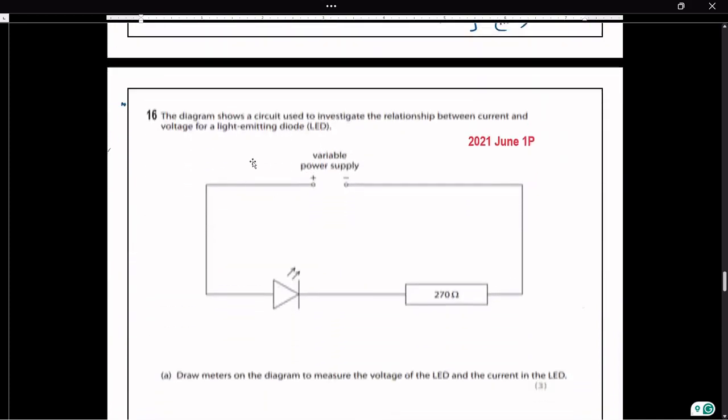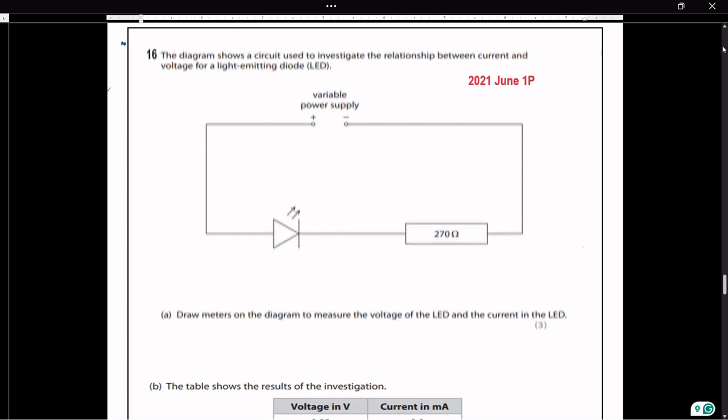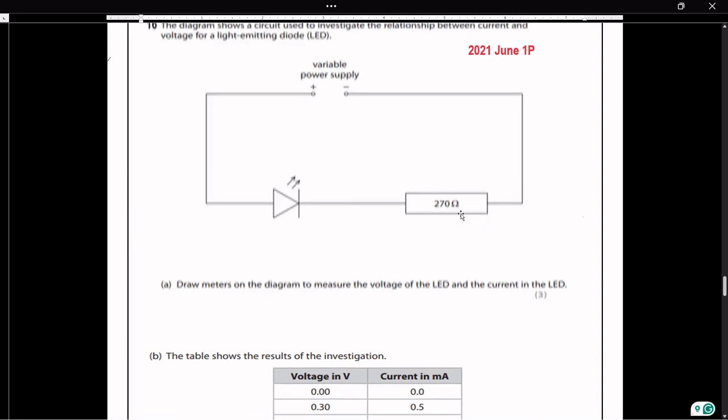Now the next part of the question is, there is a diagram and a fixed resistor of 270 ohms. So this is a fixed resistor, let us mark it as fixed resistor R, and there is a variable power supply. Draw meters on the diagram to measure the voltage and the current in the LED.